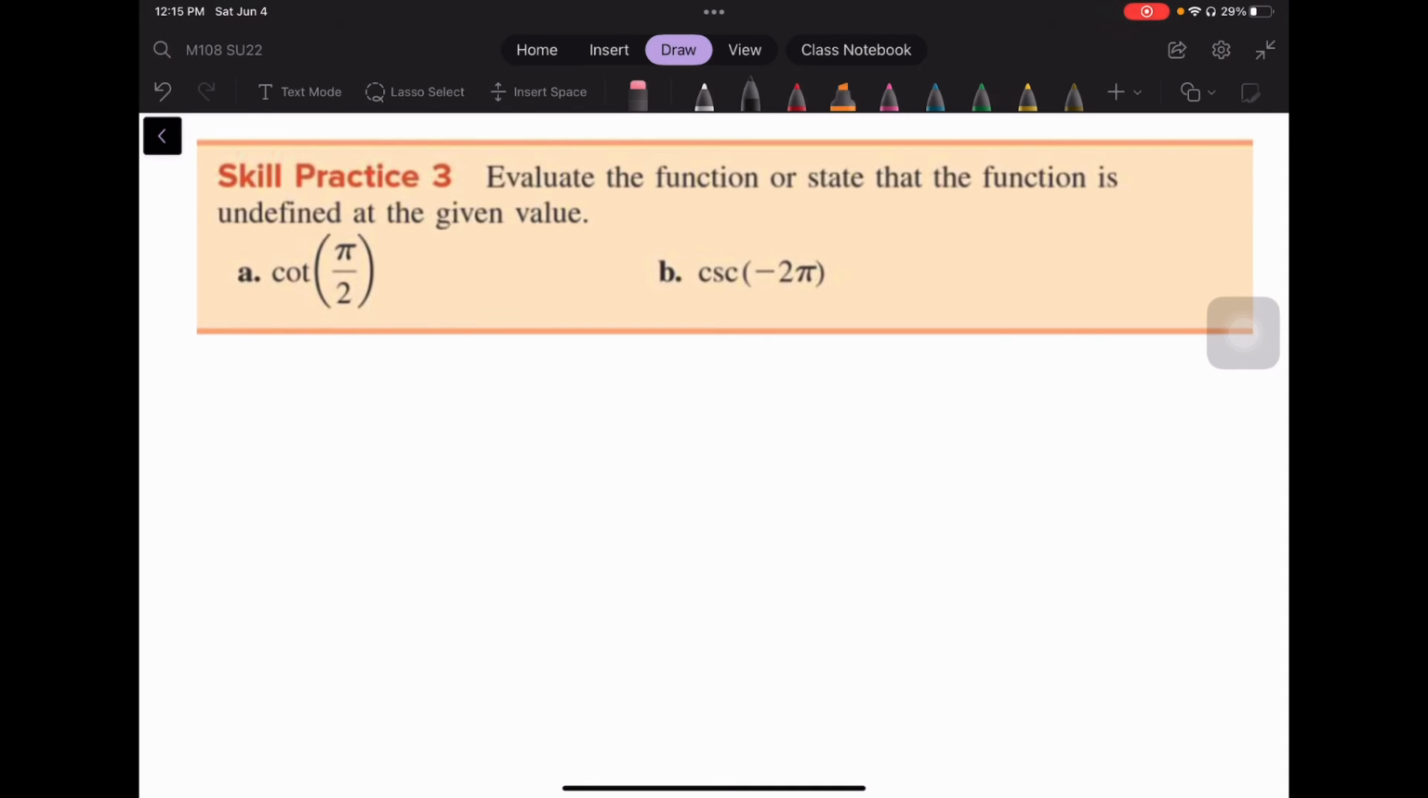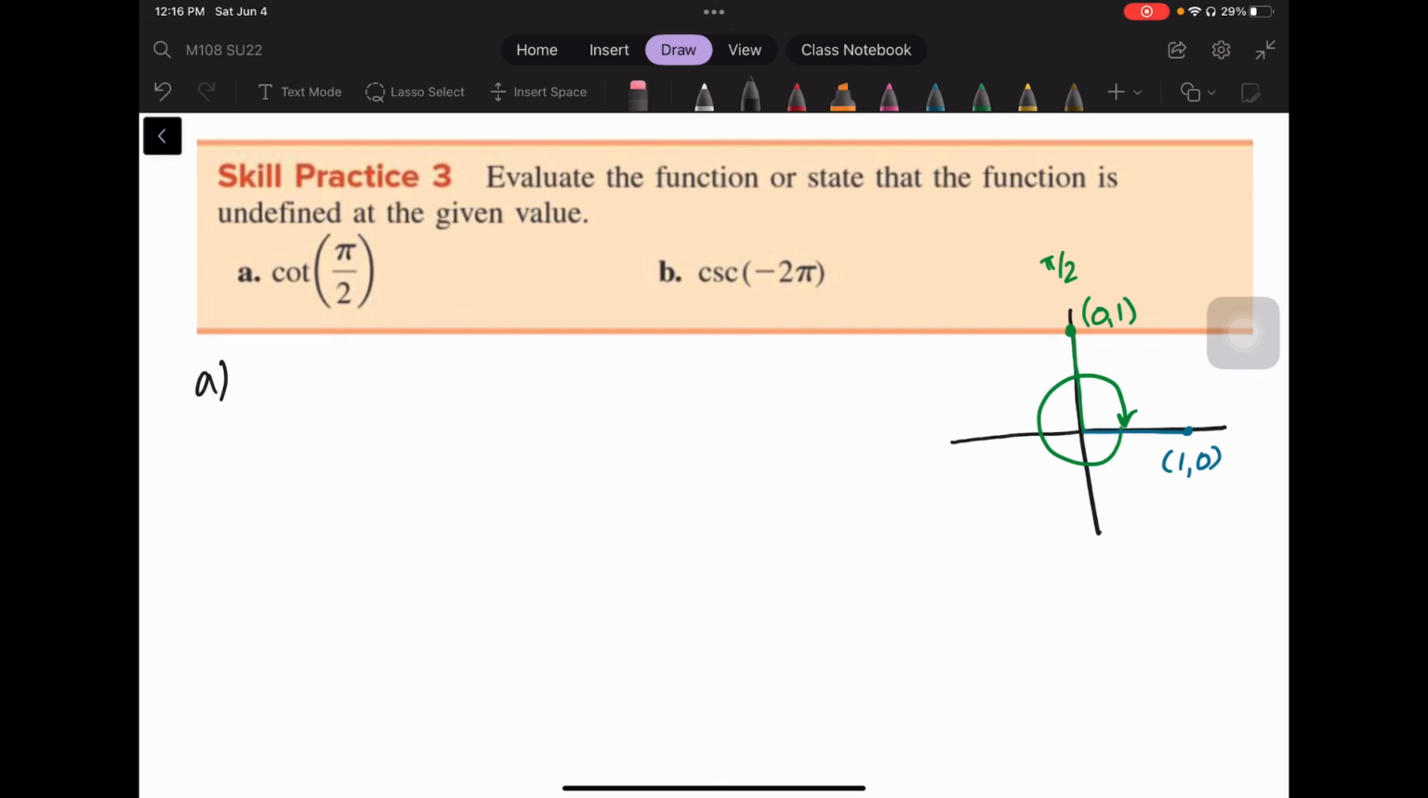Skill practice 3 asks us for values that are on the axes, and so we need to determine whether there is a value or whether it's undefined. So let's look at these values on the unit circle. Pi over 2 corresponds with the ordered pair 0, 1, and the cosecant of negative 2 pi. Negative 2 pi, remember, we just go reverse and we come back here, and we're at the point 1, 0.